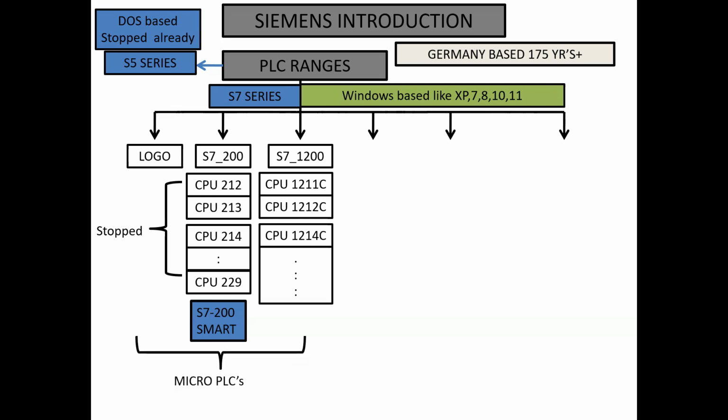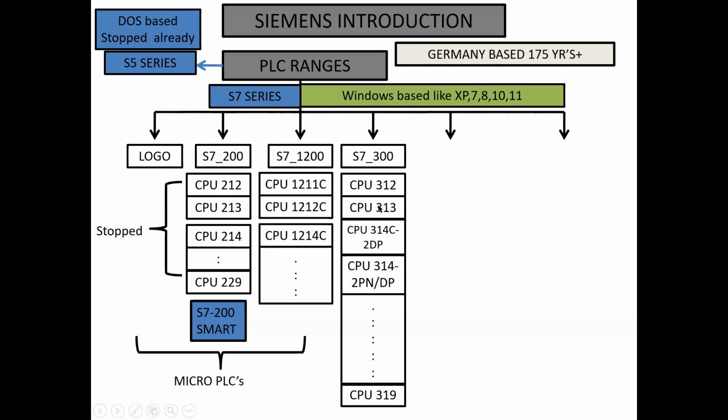These three series of CPUs come under micro PLCs. Then we have medium-end controllers like the 300, which again has different CPU types. Siemens has already launched the 1500 series, which is an upgraded version of the 300 CPU. The programming part is the same for 1200, 300, 1500 and 400. All the block types and concepts are similar, but they have upgraded the software and some features.